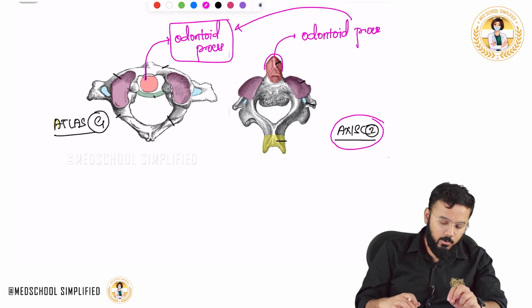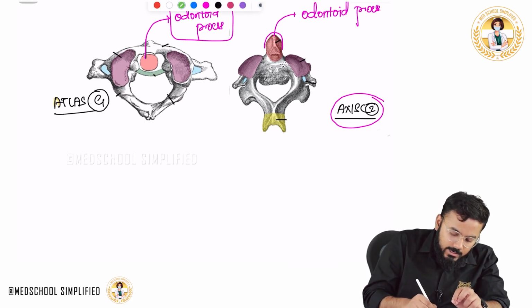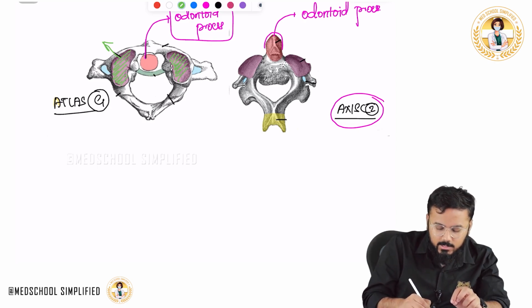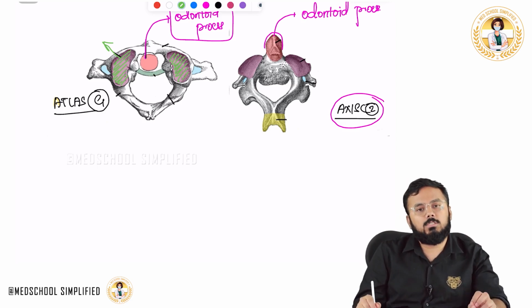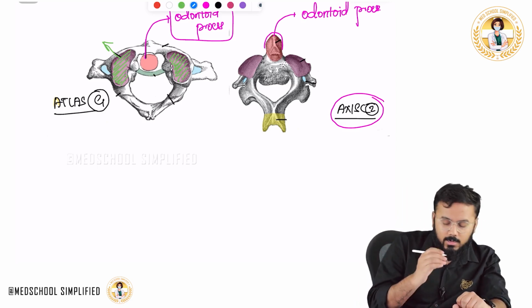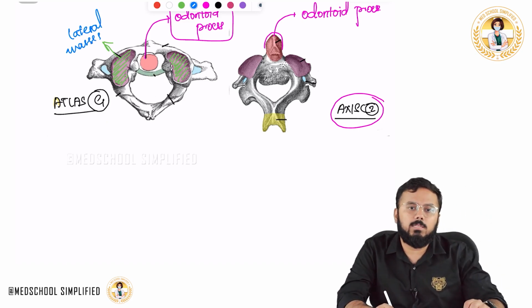Okay. Next important thing is that if you look at the C1, on either side of the C1, you see this structure here, right? So these two structures are called the lateral masses. How many lateral masses have we got? We have a right lateral mass and a left lateral mass.